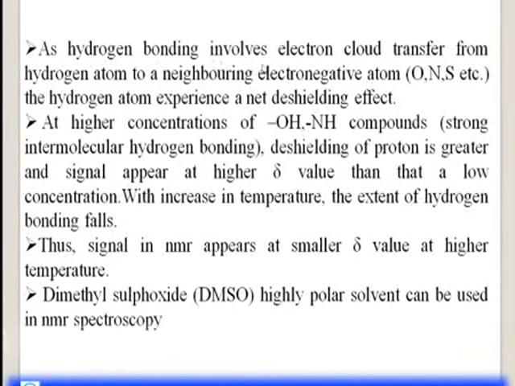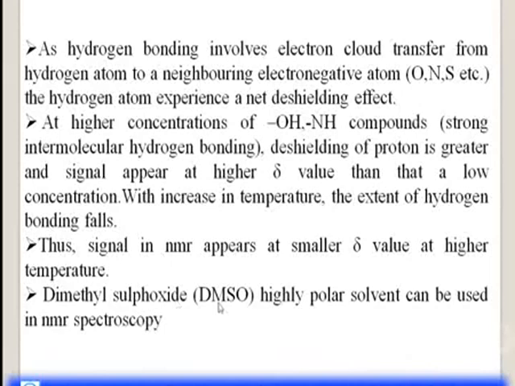As hydrogen bonding involves electron cloud transfer from the hydrogen atom to a neighboring electronegative atom, the hydrogen atom experiences a net de-shielding effect. At a higher concentration of hydroxyl or NH compounds, or we can say amine compounds, where there is strong intermolecular hydrogen bonding, de-shielding of the proton is greater and the signal will appear at higher values of delta than for a low concentration compound. With increase in temperature, the extent of hydrogen bonding falls. Thus, the signal in NMR appears at a smaller delta value at higher temperature.